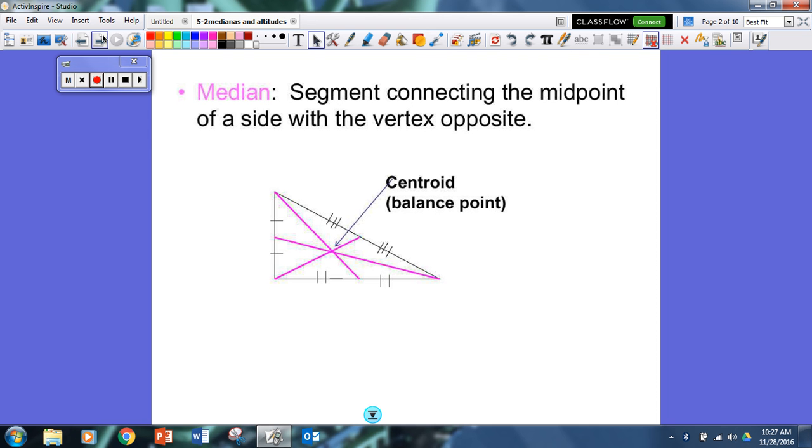So the median is a segment connecting the midpoint of a side with the vertex opposite. So in this triangle we have here, you can see that we clearly have three medians drawn, and those three medians are intersecting at a single point in the middle called the centroid. Each one of these lines goes from the vertex to the midpoint of the opposite side, and they intersect at the centroid. This is the balance point.